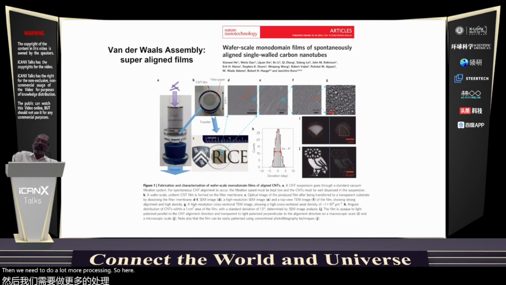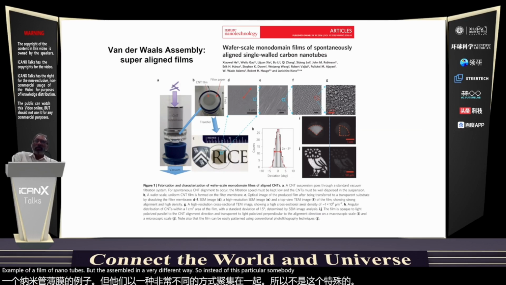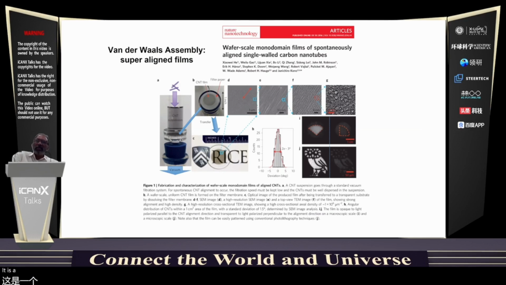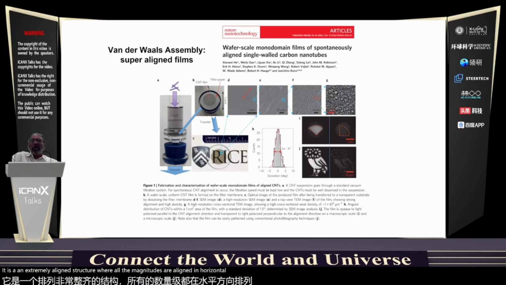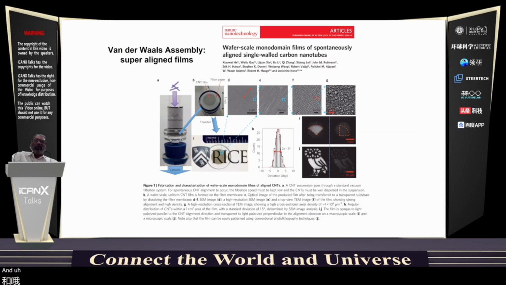So here is another example of a film of nanotubes, but assembled in a very different way. Instead of this vertical assembly that I showed you in my last slide, here is an extremely aligned structure where all the nanotubes are aligned horizontally. And of course, this undergoes a lot of different processing steps. This was actually done at Rice, by Junichiro Kono's group.